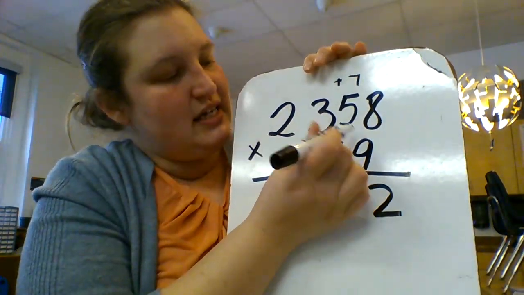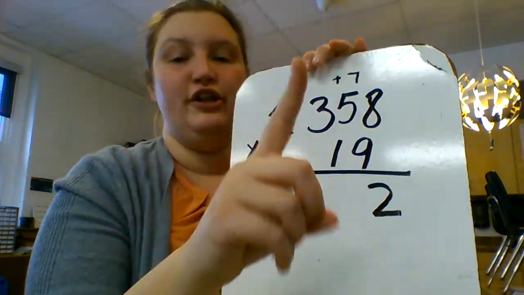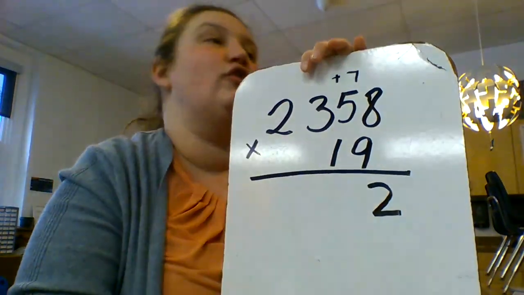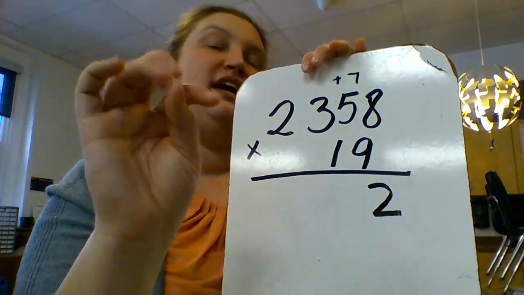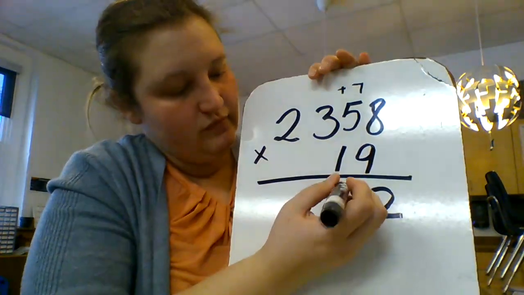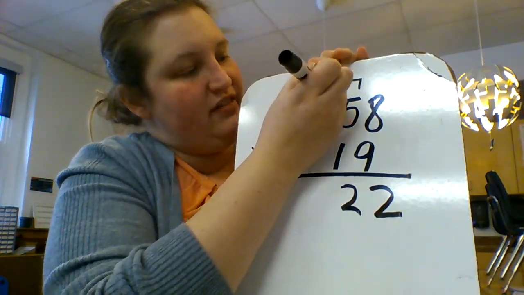So now I do 9 times 5. 5, 10, 15, 20, 25, 30, 35, 40, 45. And then I need to add 7. 45, 46, 47, 48, 49, 50, 51, 52. So I'm going to put down a 2. And I'm going to add my 5 up top.